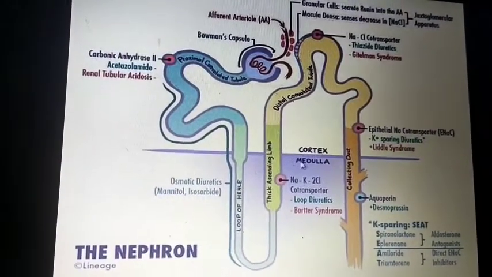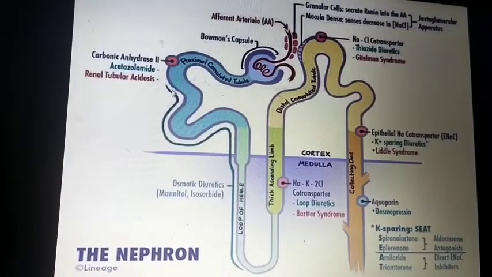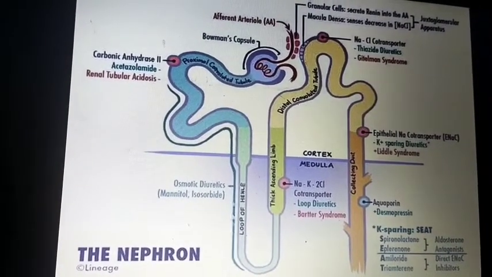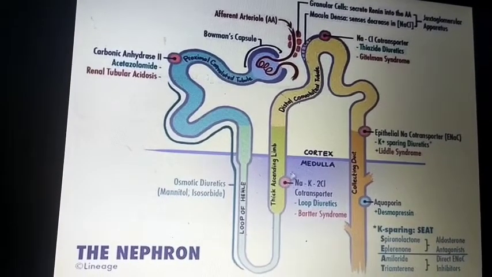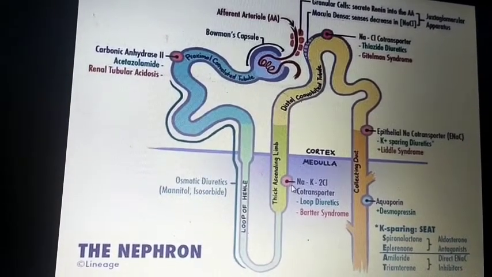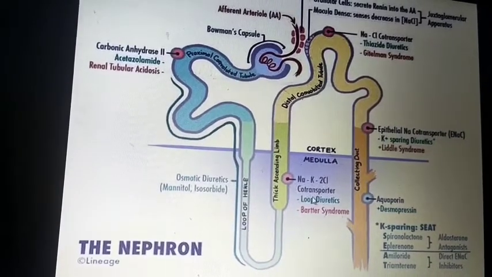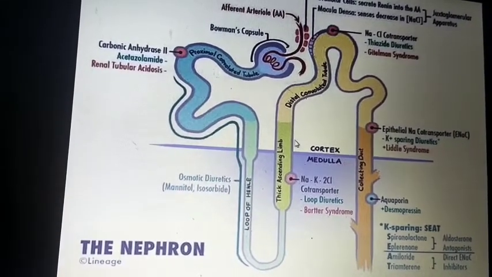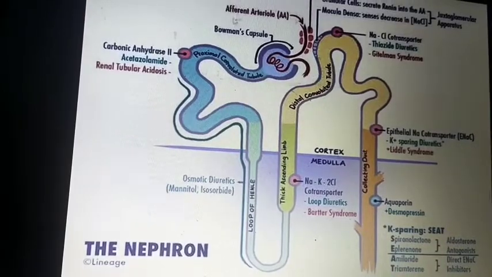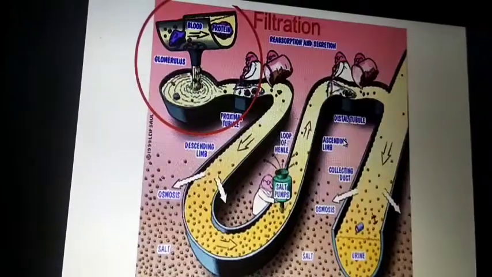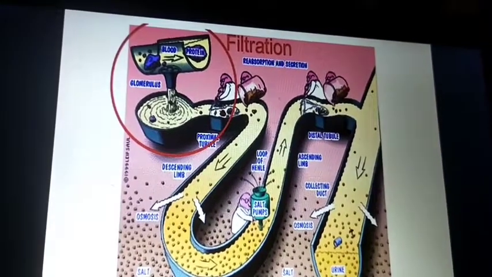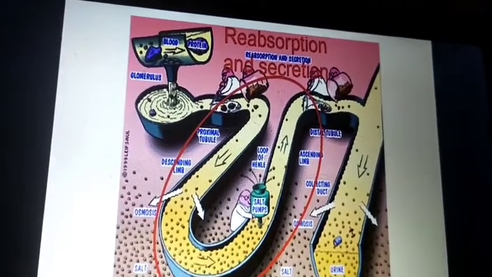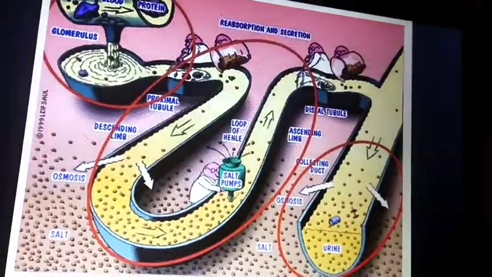You can see here osmotic diuretics work on the proximal convoluted tubule and descending loop of Henle. Loop diuretics block the sodium channel, the cotransporter. Like this the function is there. First filtration occurs, then reabsorption and secretion, and further secretion.